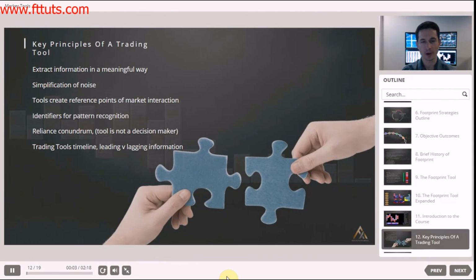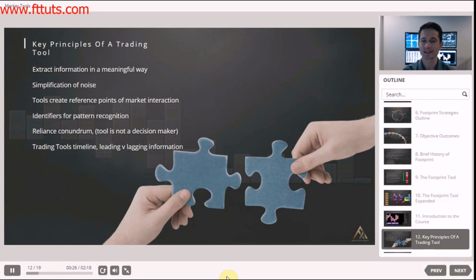So I hope you enjoyed that example on the blackboard, and hopefully that really gives you a good understanding now of exactly what the footprint tool incorporates relative to, say, a traditional candlestick tool. Now, on the next slide, we're going to talk about some of the key principles of a trading tool and what you should be utilizing a trading tool for.